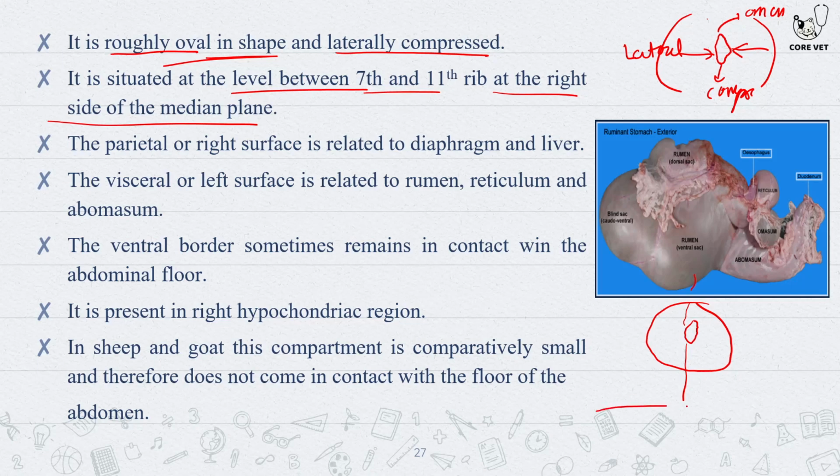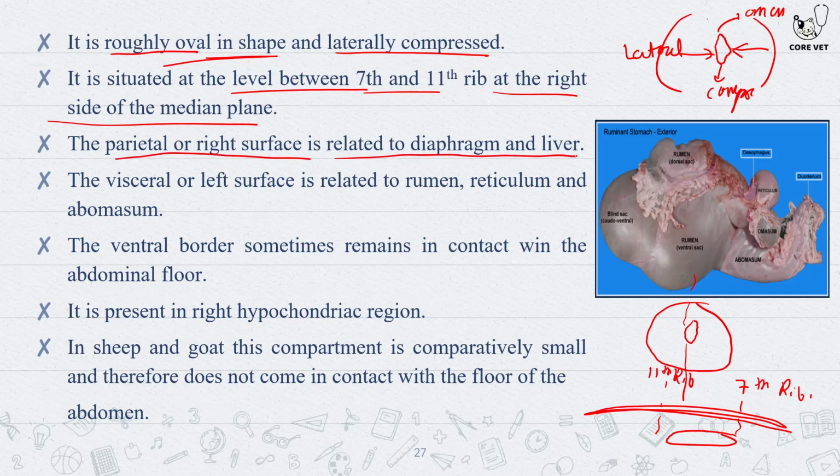And the next thing is what? The positioning. This is your 7th rib. This is your 11th rib. So the omasum is present in between the 7th and the 11th rib on the right side of the median plane. Right? Now the parietal surface or the right surface is in relation with the diaphragm and the liver, right? And the visceral and the left surface is in relation with the rumen, reticulum, and the abomasum.